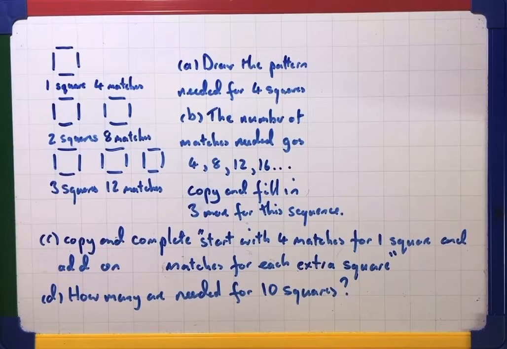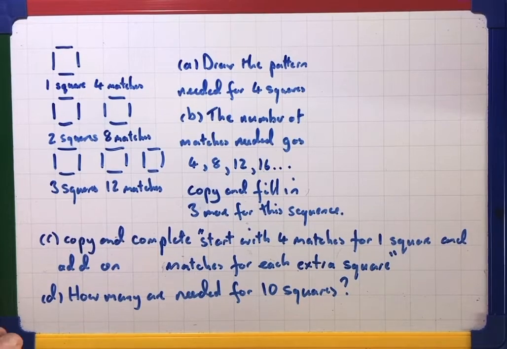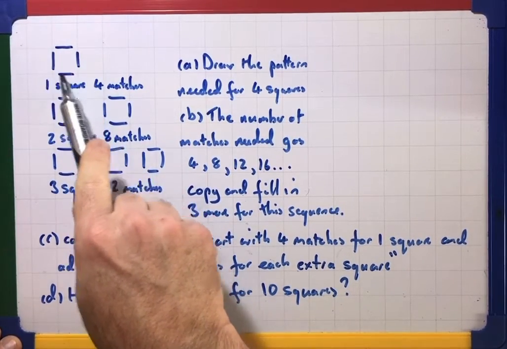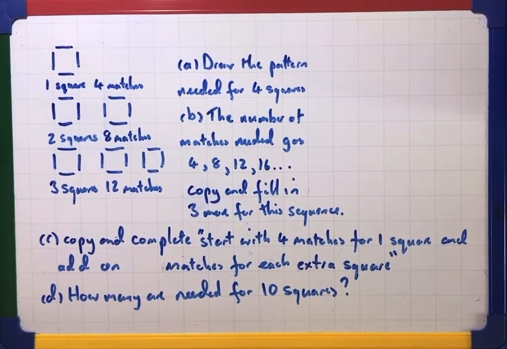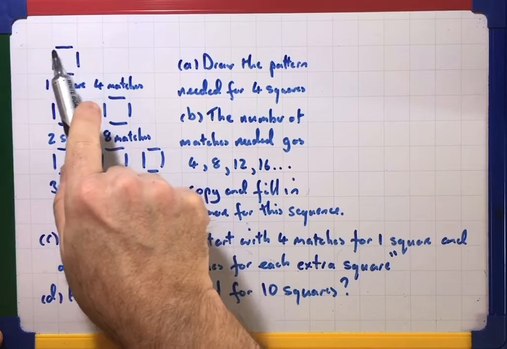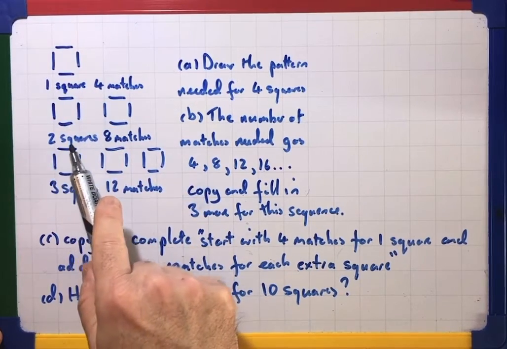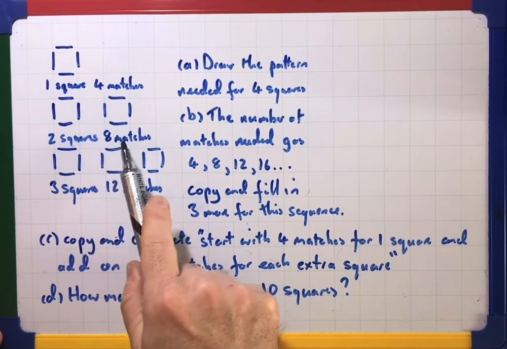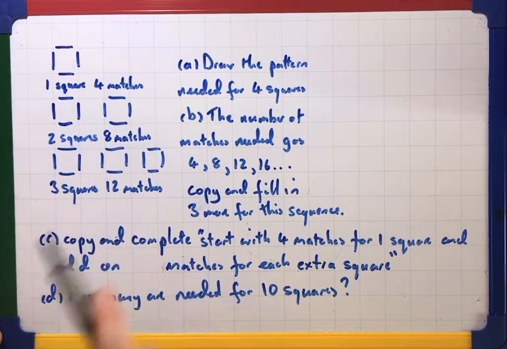In this second video on sequences, we're going to have a look at physical situations leading to these sorts of sequences. So each of those lines represents a match. If we're looking at this first one, one square is made up of 4 matches, 2 squares is 8 matches, 3 squares is 12 matches, and so on.